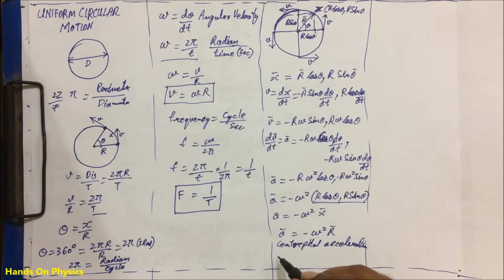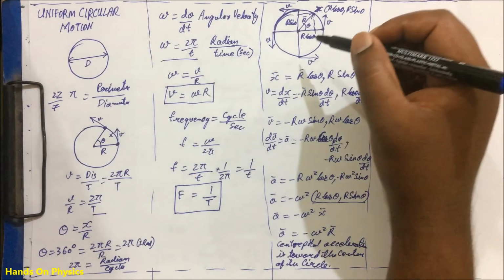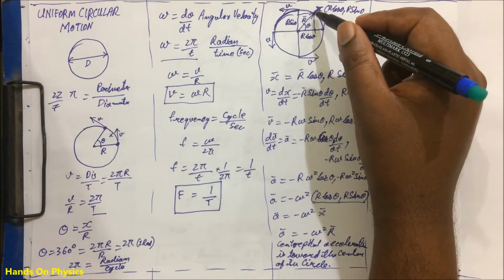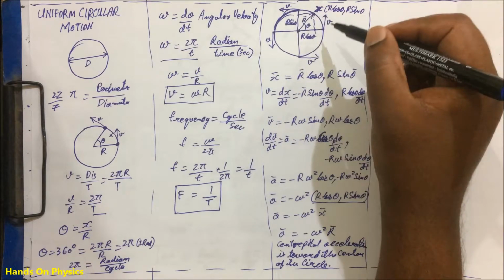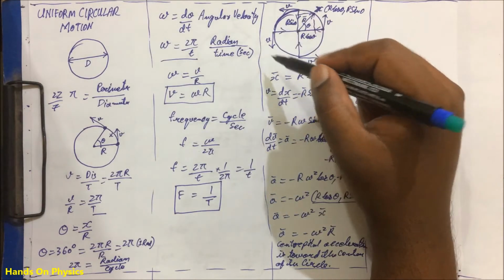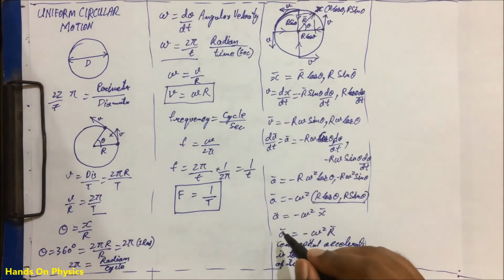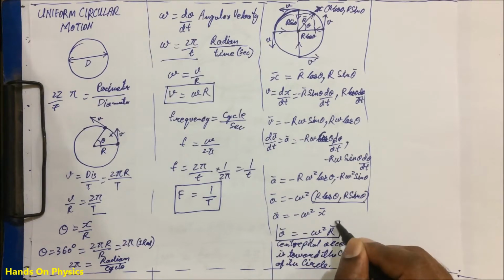Centripetal acceleration is towards the center of the circle. It means if the particle is here and moves here, then here and here, all the time the acceleration is towards the center of the circle. Only then does the particle have a constant speed yet keep changing its direction. So this is an important derivation.